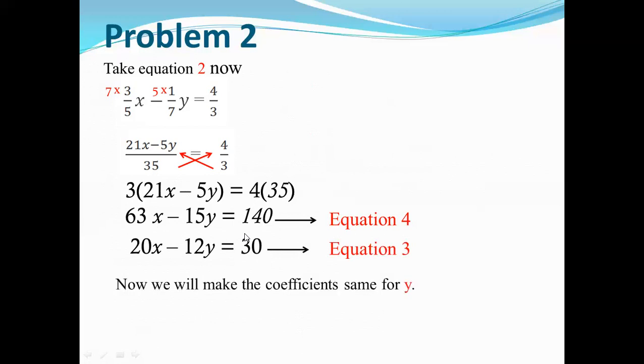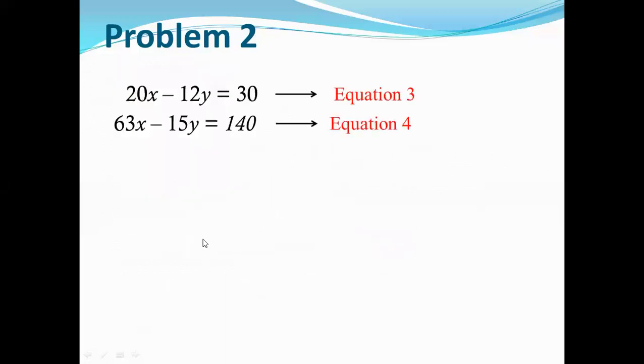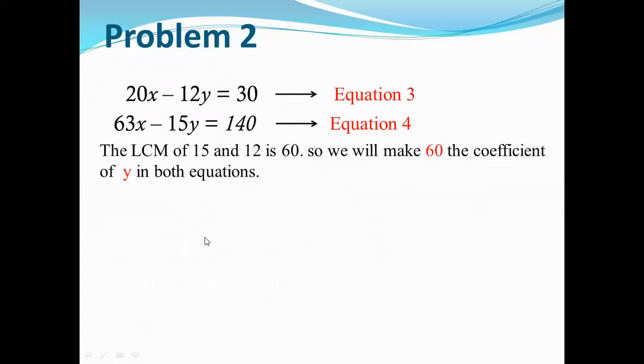Now we will make the coefficient of y the same. Both the coefficients of x and y are unknown. Right now we are planning to eliminate y, so we have to have the same coefficient. For this purpose, we have to find out the LCM of 12 and 15. The LCM of 12 and 15 is 60. It means both the terms of y must have 60 as the coefficient.